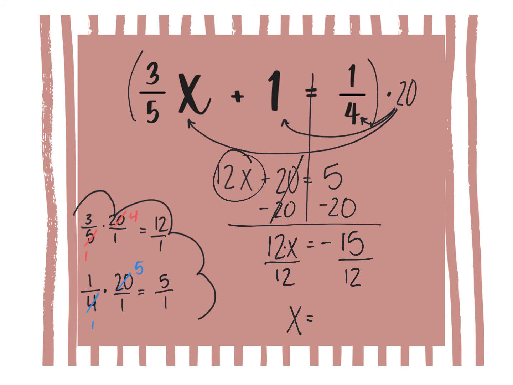However, I can treat it like a fraction. So I can write it as negative 15 twelfths, and both of those values can be simplified, or divided, by 3, which leaves me with negative 5 fourths or negative 1 1/4. Let's try another.